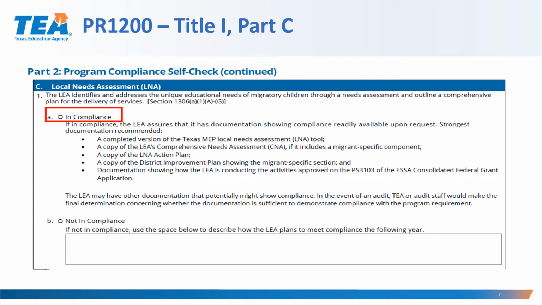The LEA may have other documentation that potentially might show compliance. In the event of an audit, TA or the audit staff will make the final determination concerning the documentation if it's sufficient to demonstrate compliance within the program requirements. Again, if the LEA indicates that it's not in compliance, they'll have to provide a description of how the LEA plans to meet the compliance for the following year.